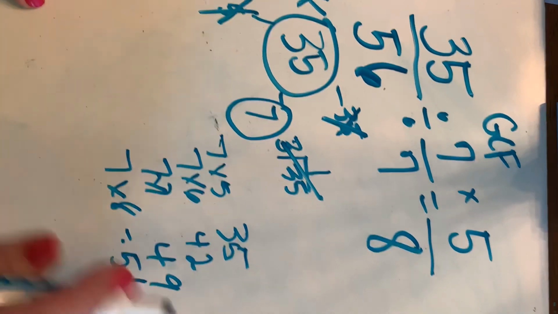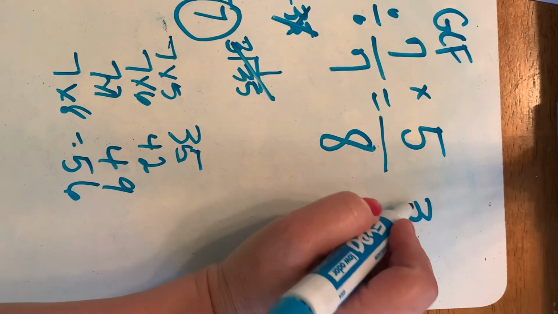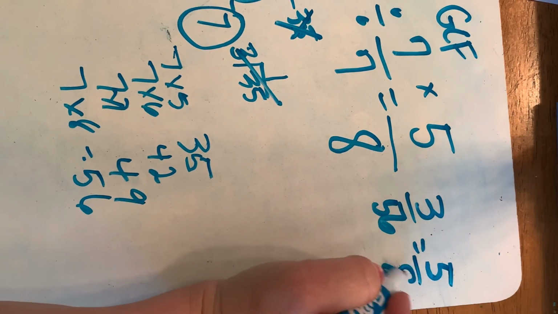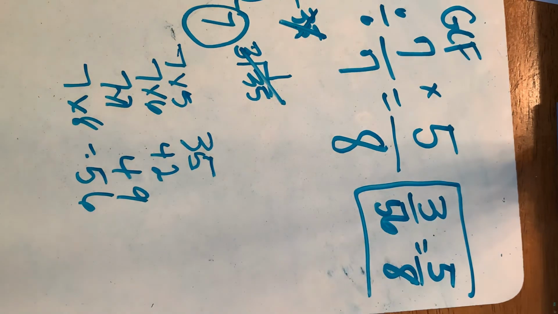So our final answer is 35/56 equals 5/8. Do you see that?